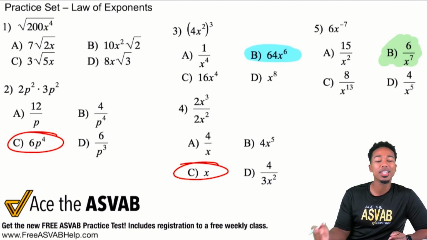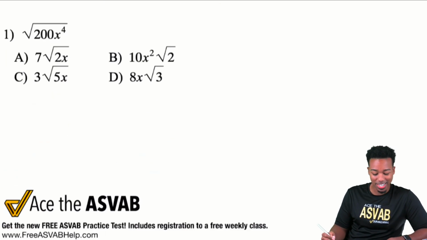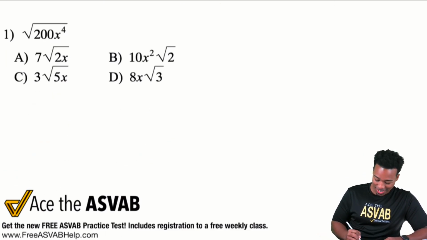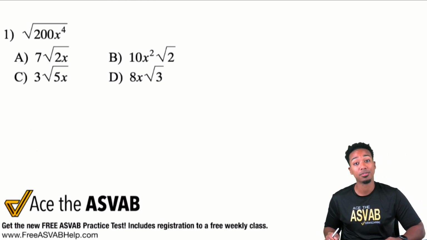And remember, after this one, we're going to go ahead and do another set where I'm going to give you some time to practice it, and then I'll go over the answers as well. So here we are with number 1. Let's go ahead and get to the elephant in the room. So we have the square root of 200x to the power of 4.